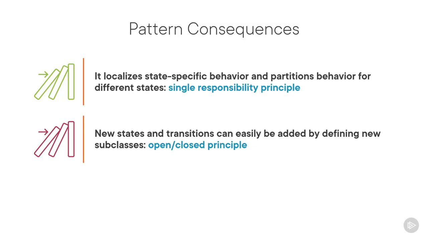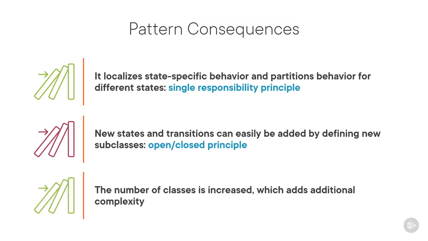But this can have a possible negative consequence as well. As the pattern distributes behavior across different state subclasses, the number of classes is increased, which adds additional complexity. But seeing long conditional statements are not desirable, this becomes more of a positive consequence than a negative consequence once the amount of state subclasses is large. Let's cover the related patterns next.